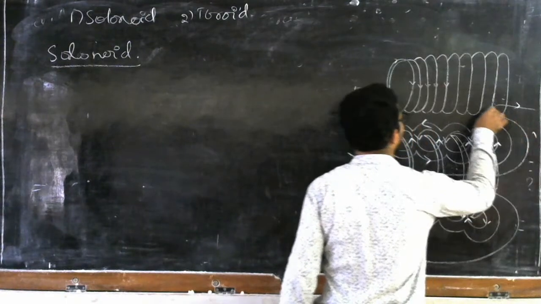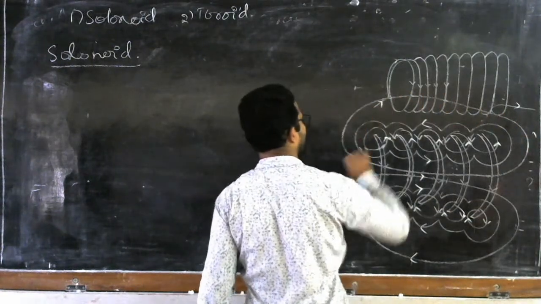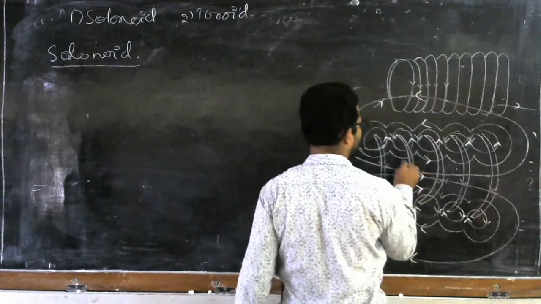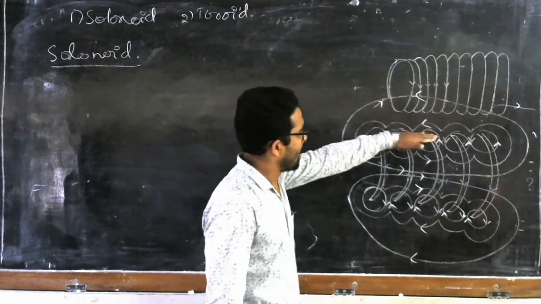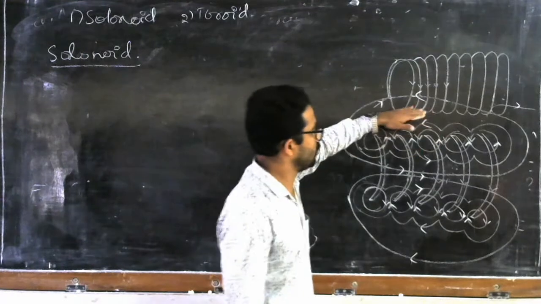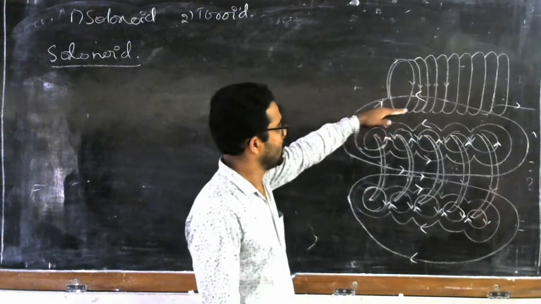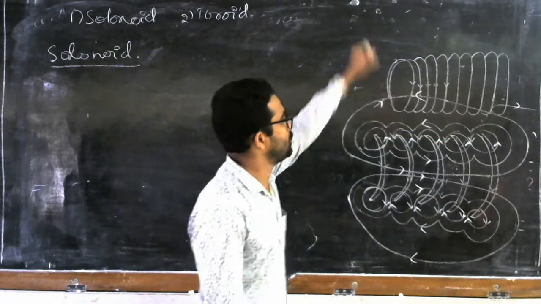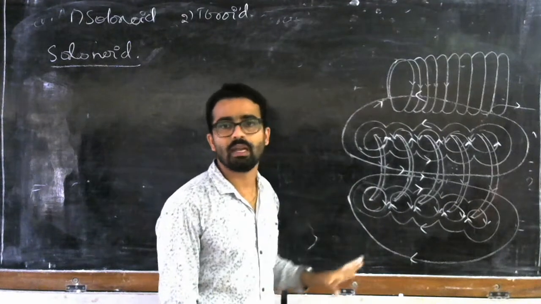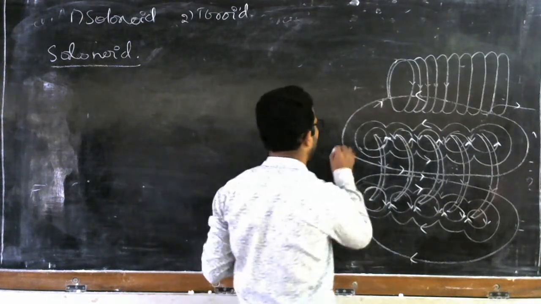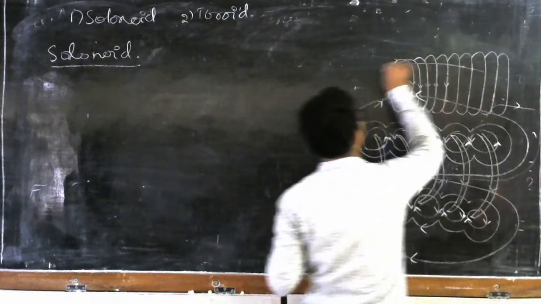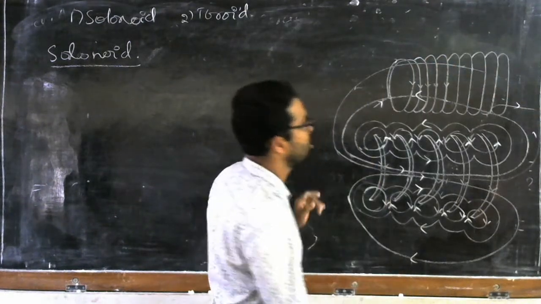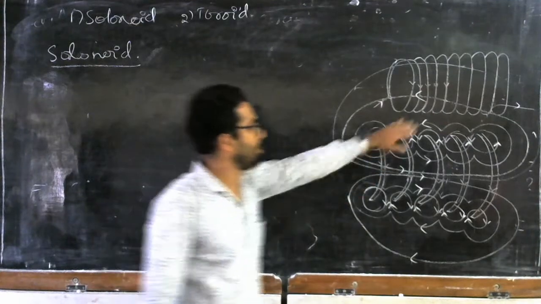As a combination I am taking. So this is the direction. See. As you move away from this conductor, there is a large space between the magnetic field lines. If I draw one more line, it will be like this. As you move away, there will be more and more space between the magnetic field lines.